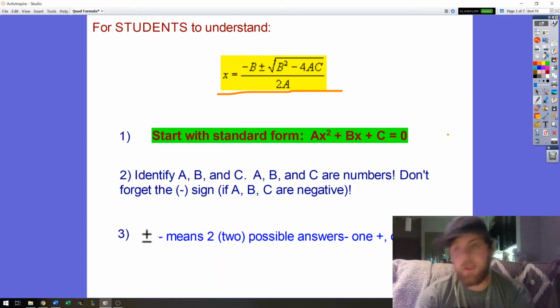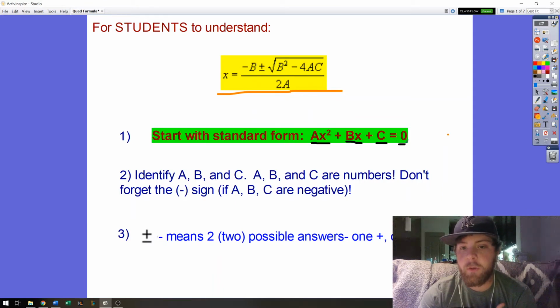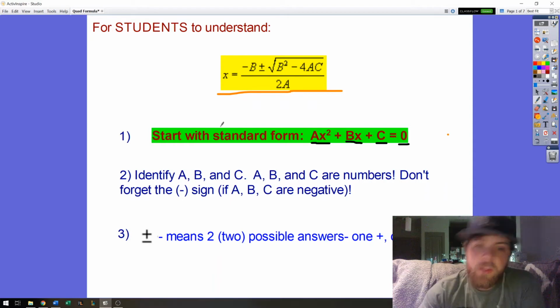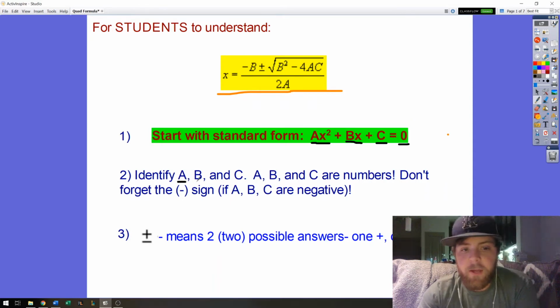There's three things we got to know about it before we can move forward. One, we have to start in standard form. So it has to be ax squared plus bx plus c equals 0. This is really important. We'll talk about why this is important here in a little bit as well. Once we know that it starts in standard form, we can then identify a, b, and c. A is what's in front of your x squared, b is what's in front of your x, and c is the constant that's all by itself.